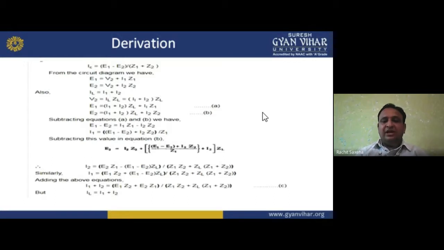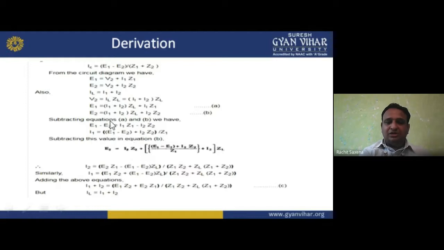Now subtracting equations A and B, we have E1 minus E2 is equal to I1 Z1 minus I2 Z2, or we can write I1 is equal to E1 minus E2 plus I2 Z2 by Z1. Substituting this value in equation B, we get E2 is equal to I2 Z2 plus E1 minus E2 plus I2 Z2 upon Z1 plus I2 ZL. So I am getting equation C, the I1 equation, and putting it into the B equation.